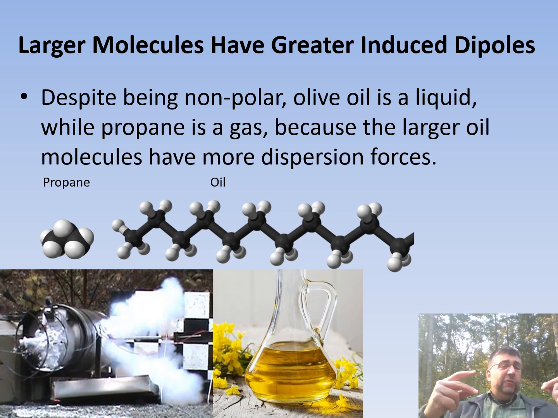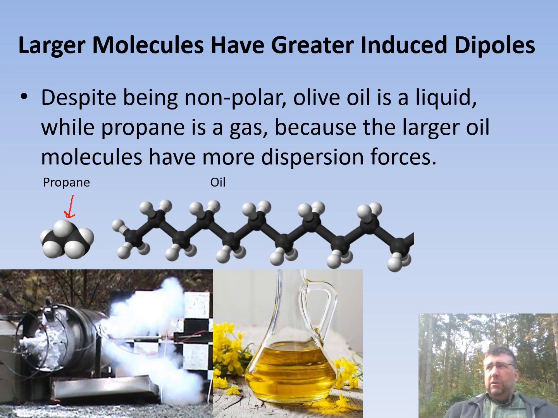So let's take a look at two nonpolar molecules and compare those properties. On one hand, we have propane here, which is 3 carbons and 8 hydrogens. All the bonds are nonpolar, and propane is a gas at room temperature. So propane comes out as a gas.